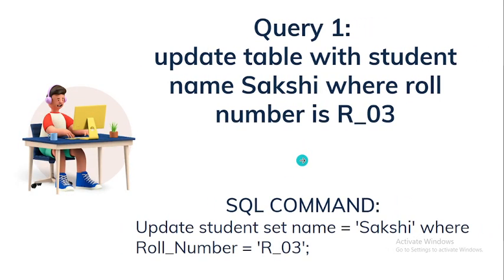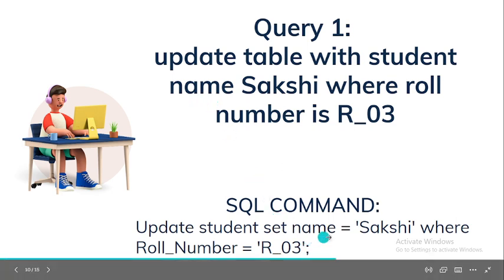We need to use this SQL command. Here you can see: update, space, table name. The name of the table we have is student. Then SET, then the column name. Which column do we want to update? We want to update the column whose name is name itself. So name is equal to Sakshi. We will keep this as the new value, where roll number is given as r_03. So we'll write roll number is equal to r_03.